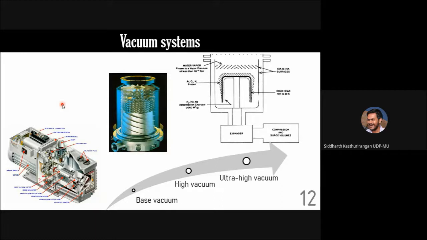So the base vacuum regime stops at around 10 power minus 3, which is also called the fluid flow regime because the gas flows as a fluid. After that, you enter what is called the molecular flow regime, where, as we just discussed, the individual molecules move separately. The next stage of vacuum is called high vacuum, which goes from around 10 power minus 3 millibar to, let us say, 10 power minus 8 or minus 9 millibar.